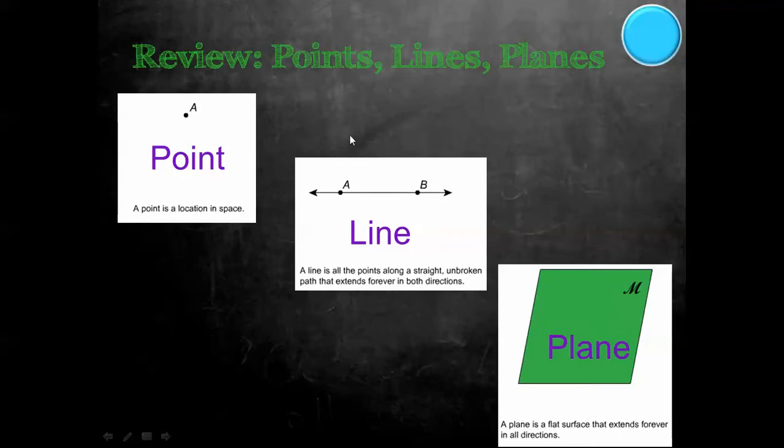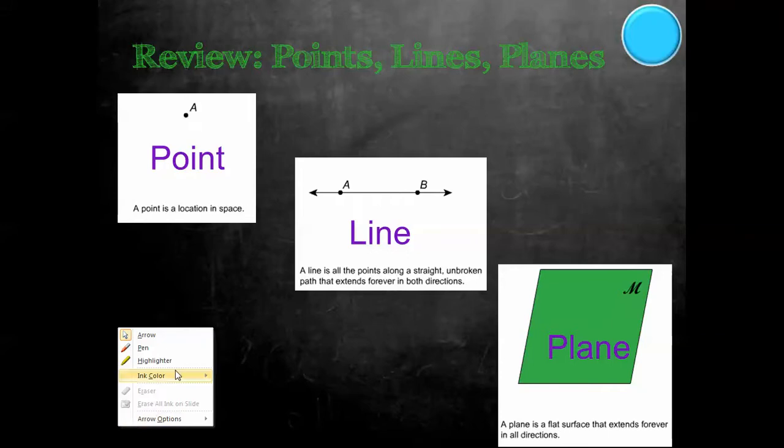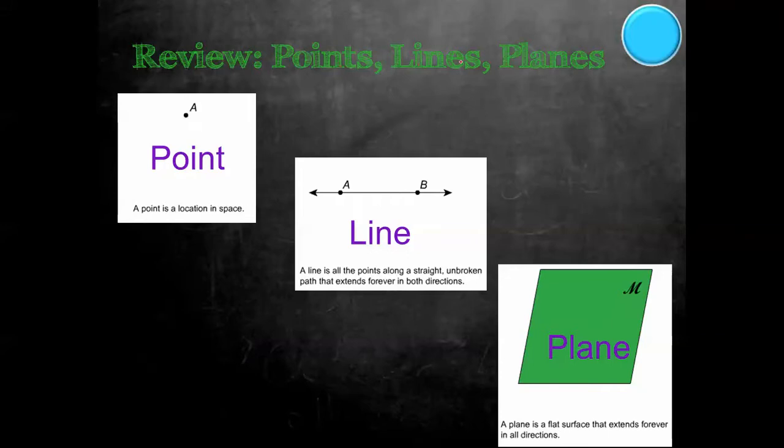For a quick review, remember that there are three undefined terms in geometry. There are points, lines, and planes. A point is just a location in space. It can't be defined. A line is all the points along a straight, unbroken path that extends forever in both directions. And a plane is a flat surface that extends forever in all directions. So these are our three undefined terms.